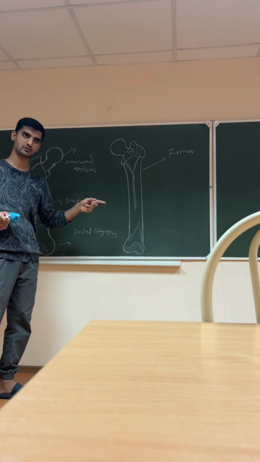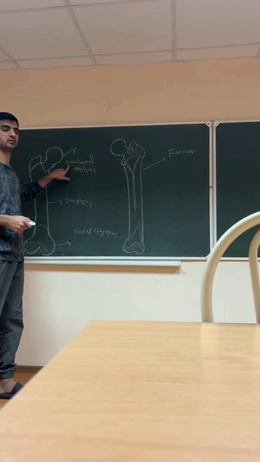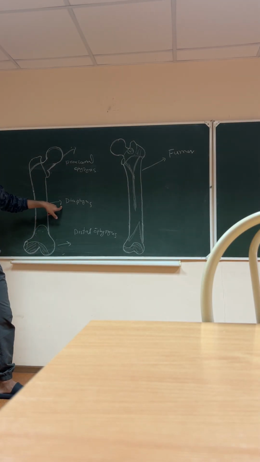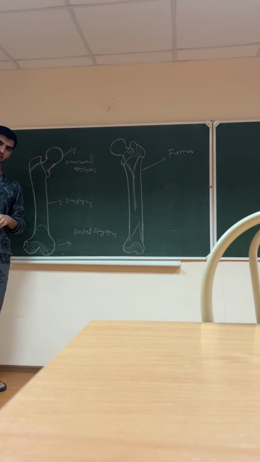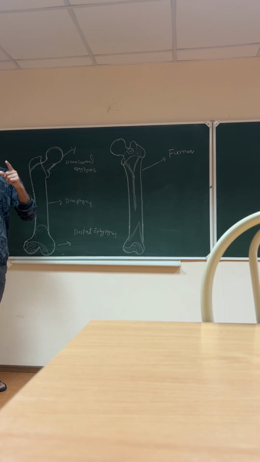Because it is a long tubular bone, it consists of 3 parts. First, proximal epiphysis. Second, diaphysis, and third, the distal epiphysis. Again, proximal epiphysis, diaphysis, and distal epiphysis: all long tubular bones consist of 3 parts, and a short tubular bone also. But there is something different.